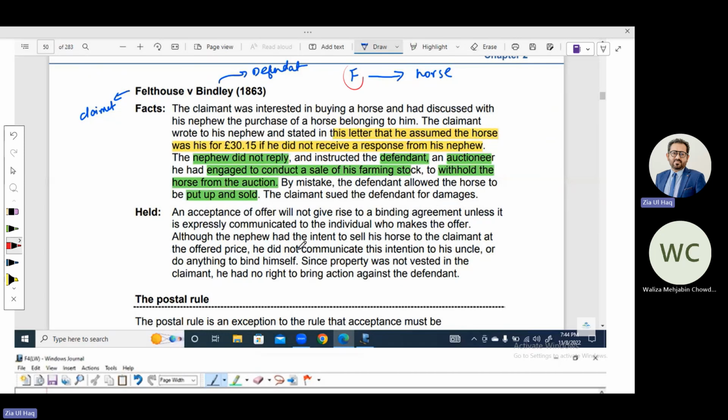F wants to buy a horse from B, and B sold the horse to another person. Let's discuss. The claimant was interested in buying a horse and had discussed with his nephew, B, the purchase of a horse belonging to him.